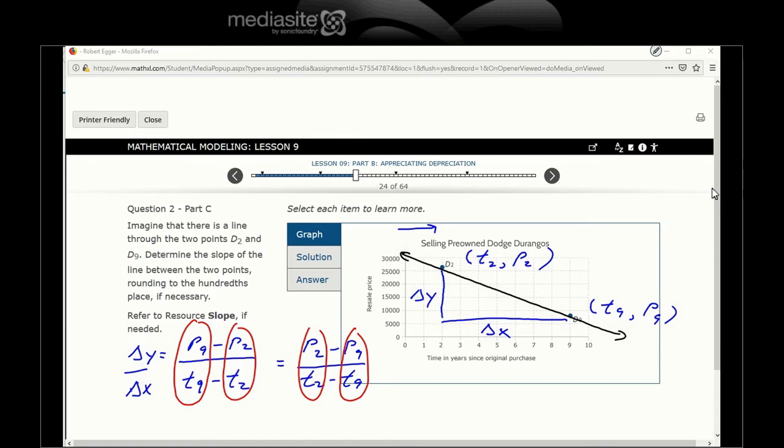Okay, so let's figure it out. My slope is going to be delta y over delta x, and I'm going to use this one. So p2, I don't know what p2 was. p2 was 26,000.